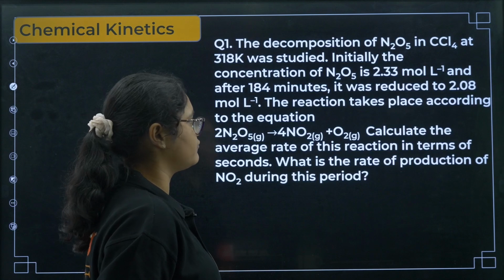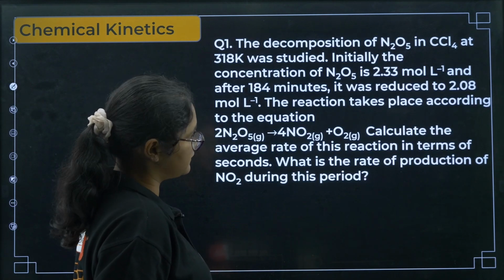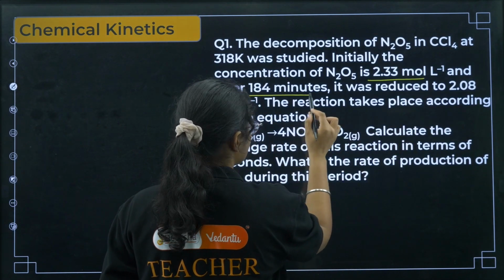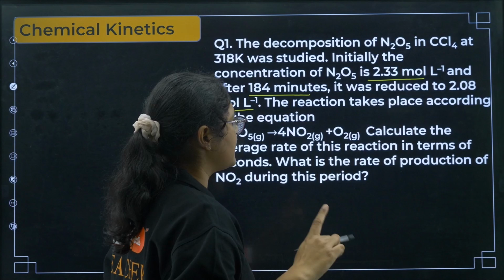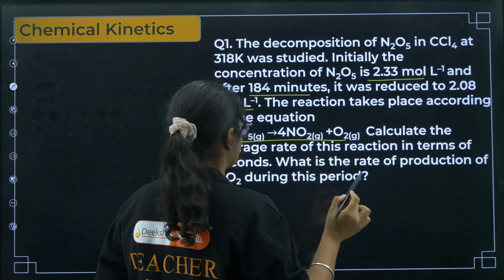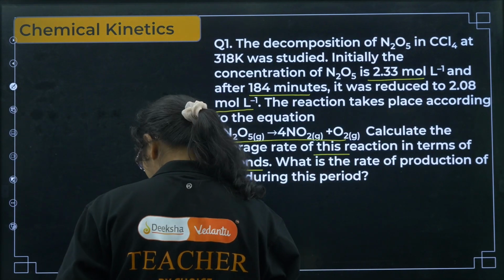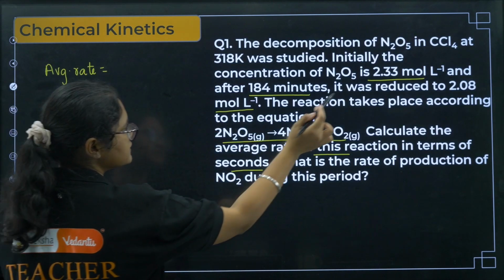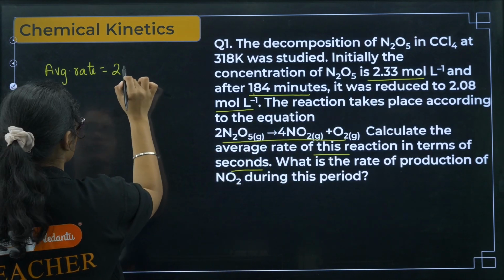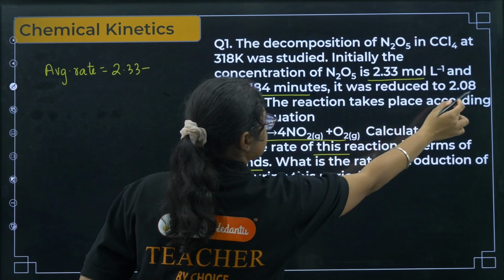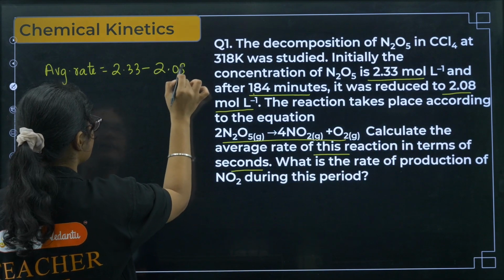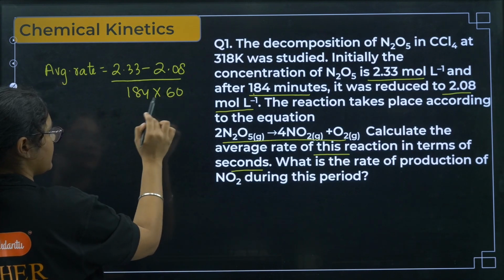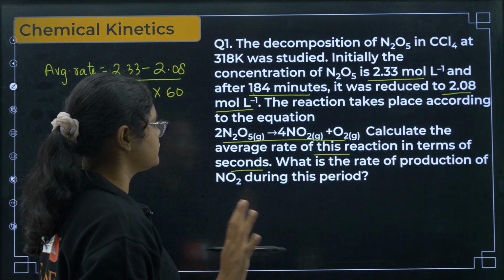The decomposition of N2O5 in CCl4 at 318 Kelvin was studied. Initially the concentration of N2O5 is 2.33 and after 184 minutes it was reduced to 2.08. The reaction takes place according to the equation given. Calculate the average rate in terms of seconds. If you want to calculate the average rate, that will be initial concentration minus final concentration. So 2.33 minus final concentration 2.08, divided by 184 into 60. So this if you solve you will get the answer.